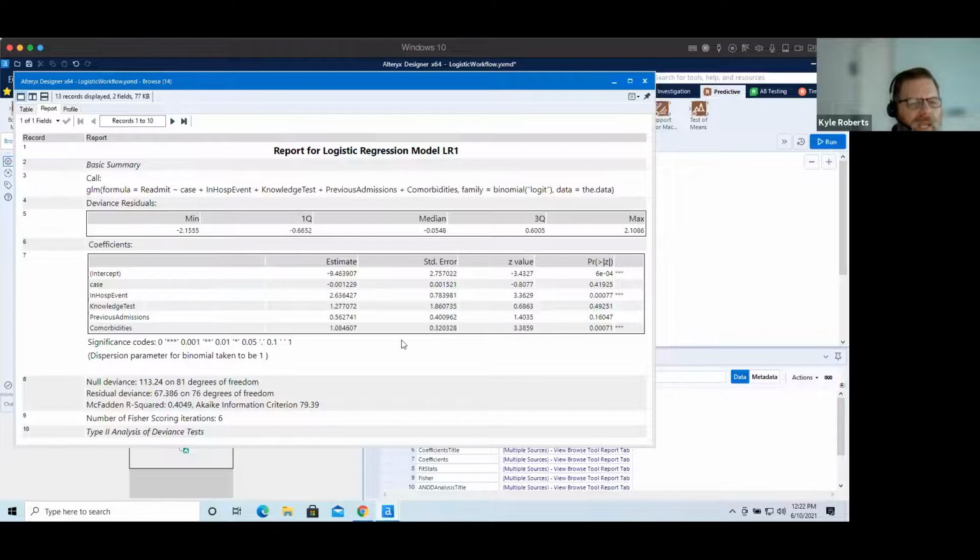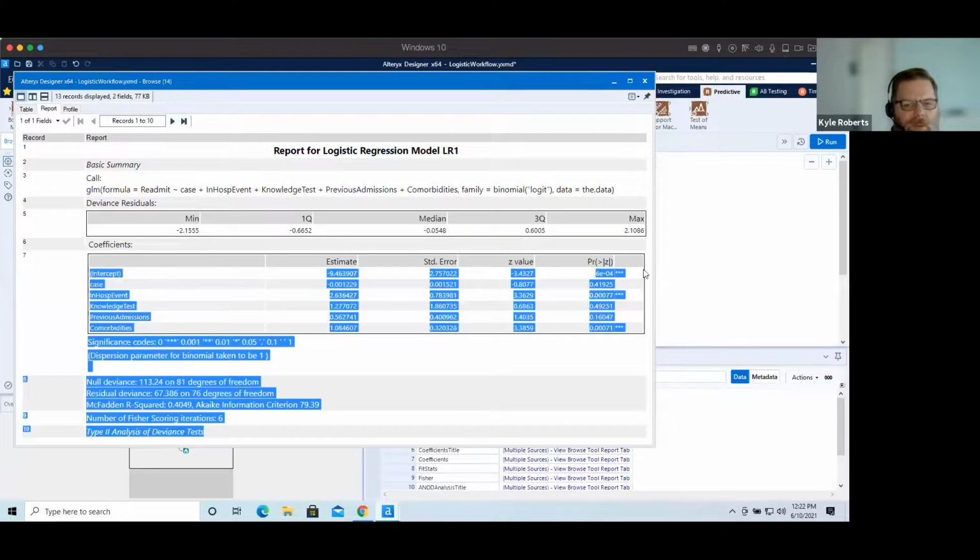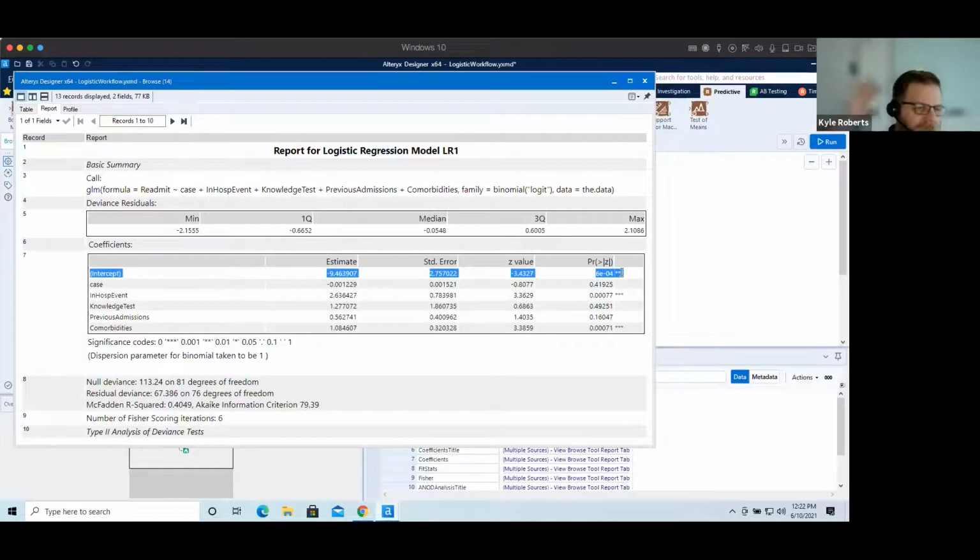Now this gives us an idea as to the relative importance of our variables. Really the question we're asking ourselves is, are each of these variables good at predicting whether or not someone's going to be readmitted into the hospital? So what we want to do is just read across. This first thing, the intercept, we don't need to worry about unless we're wanting to actually build out what the model looks like and predict someone's logit score and then transform that into a probability. But for the most part, we just want to leave that alone.